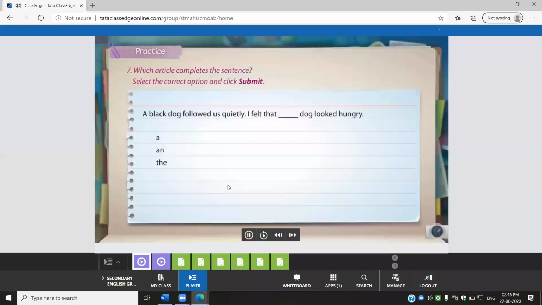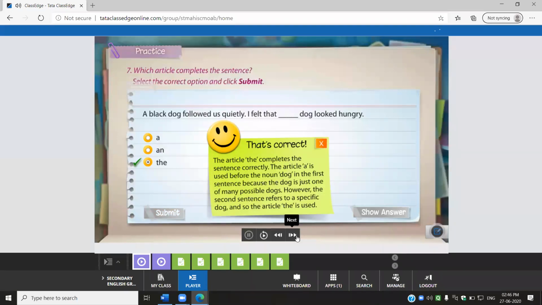Which article completes the sentence? Select the correct option and click Submit. That's correct. The article the completes the sentence correctly. The article a is used before the noun dog in the first sentence because the dog is just one of many possible dogs. However, the second sentence refers to a specific dog, and so the article the is used.